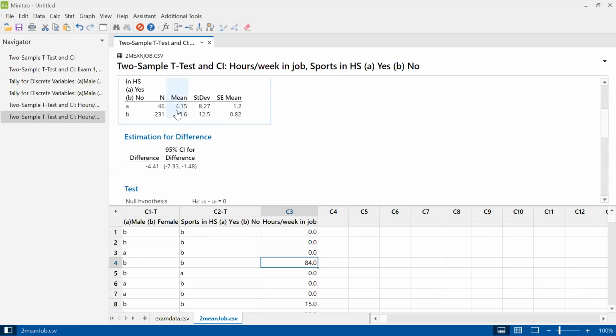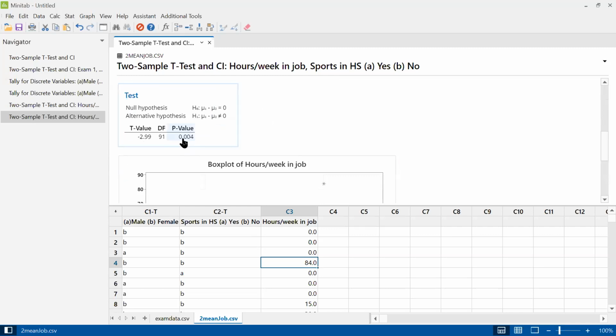So for the people who did sports in high school, the mean is 4. And the people who did not, the mean is 8.6. So that actually is a statistically significant difference.